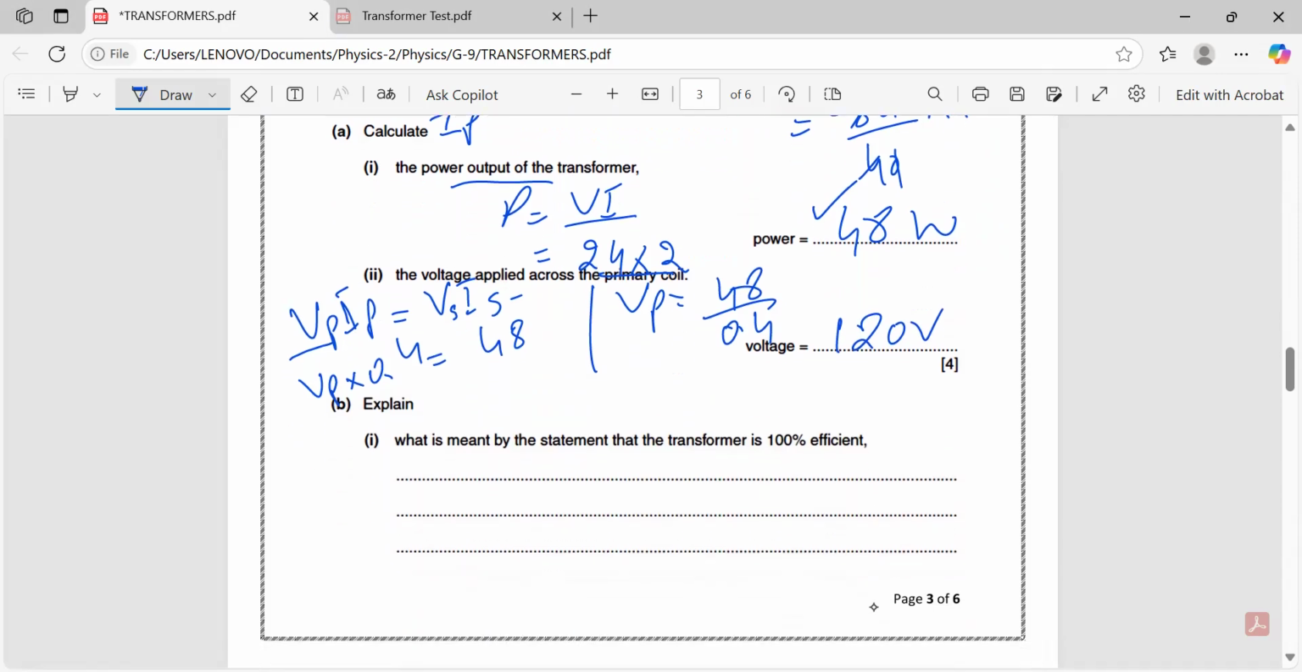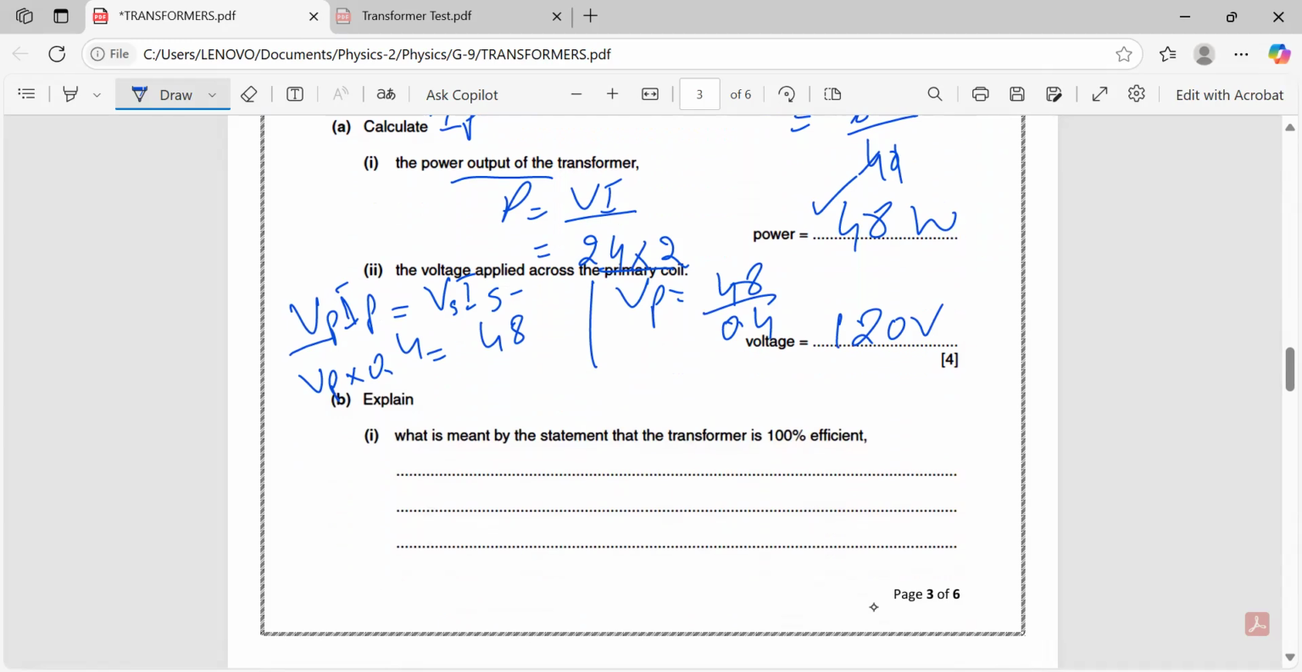Moving on to the next part: what is meant by the statement that the transformer is 100% efficient? It means that there will be no energy loss or power loss. That's why the transformer is 100% efficient. It means that you can even write that power input is equal to power output.